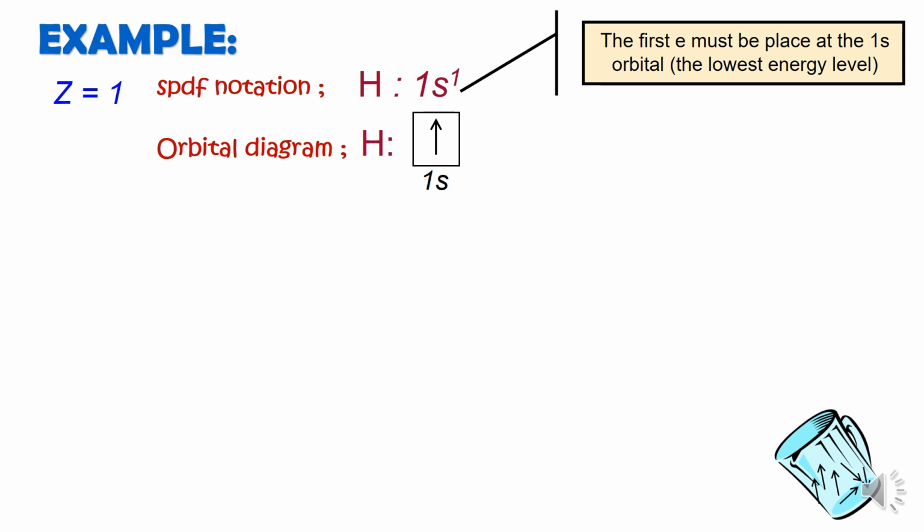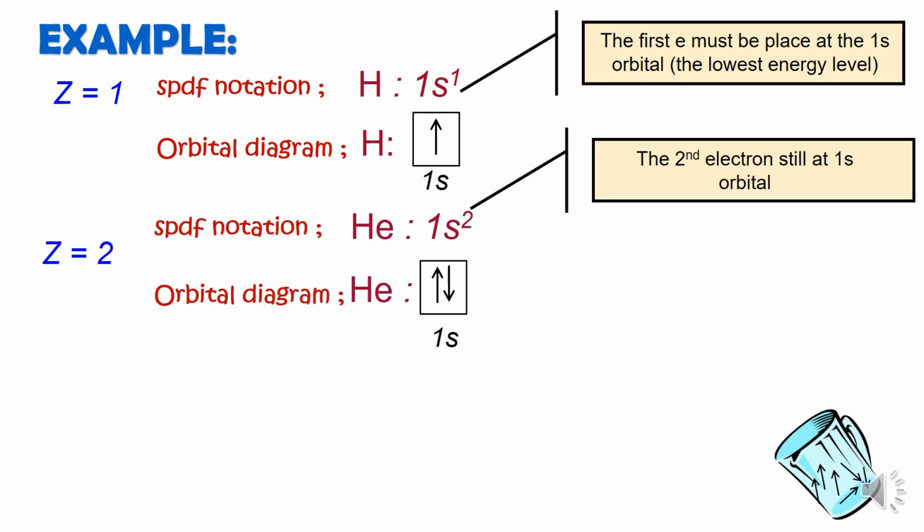Let's look at the example. Hydrogen has proton number equals to 1. So the SPDF notation for hydrogen is 1s1. The first electron must be placed at the 1s orbital, which is the lowest energy level.